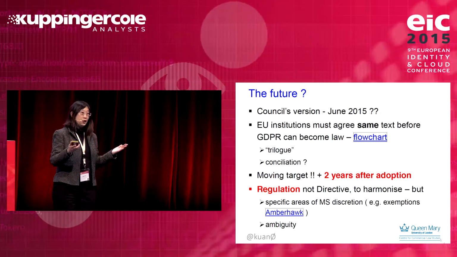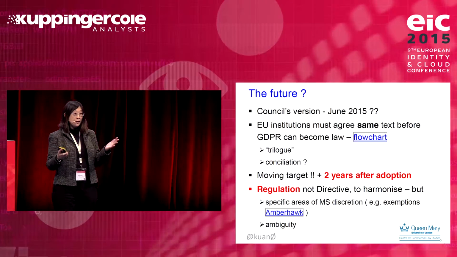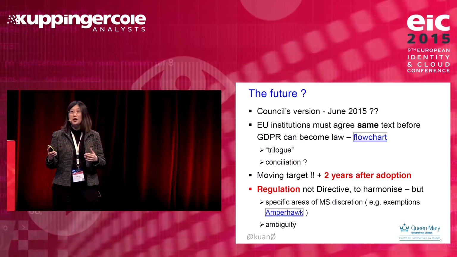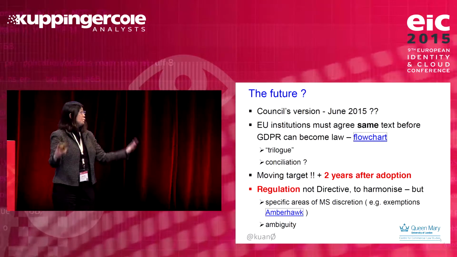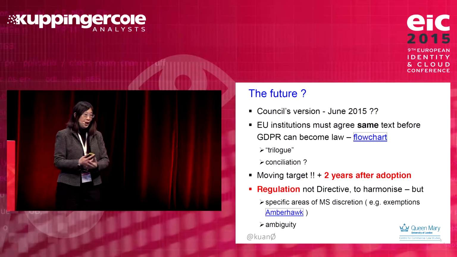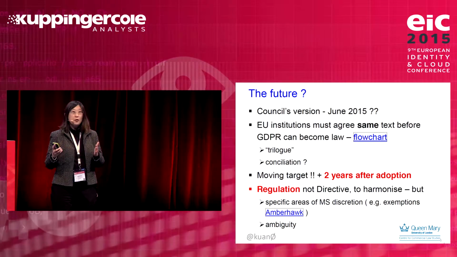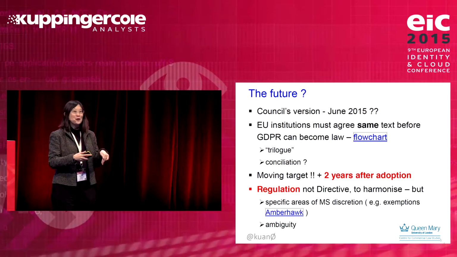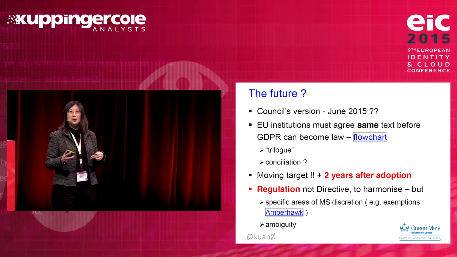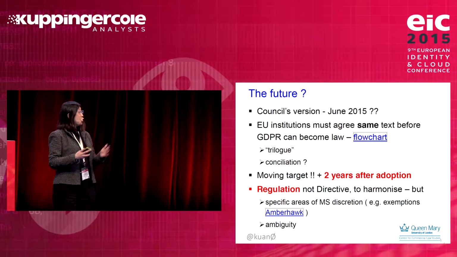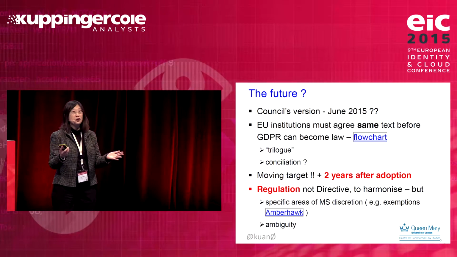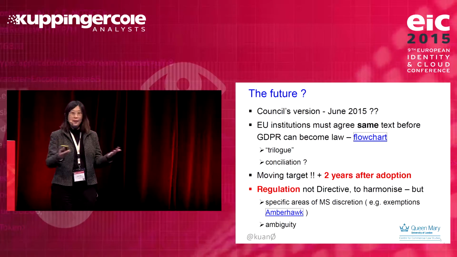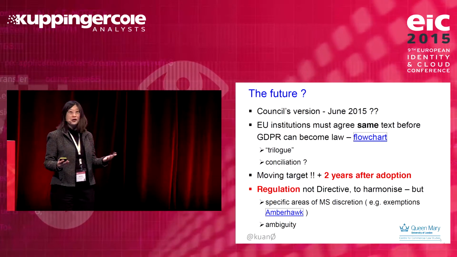I've put a link there to the Amber Hawk blog by a data protection expert who actually says there are so many possibilities in the Council version for member states to provide exemptions. And also, even with a regulation, there might be ambiguities, and I'm afraid in this regulation there are quite a lot of ambiguities, so different member states could interpret them differently if they choose to. So a regulation doesn't necessarily mean full harmonization, although that's the aspiration.